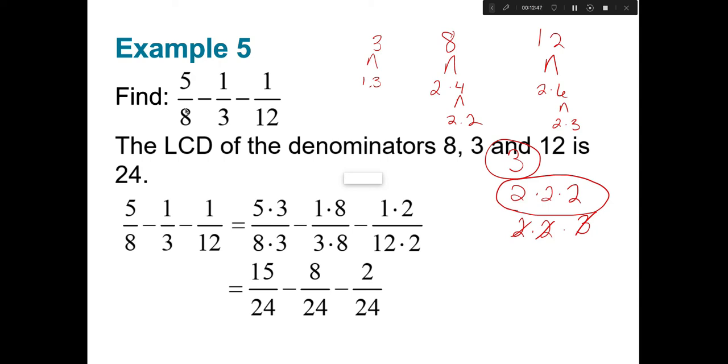So let's do some math. The bottom's going to stay 24, right? It never changes. The denominator stays the same. So I have 15 minus 8 minus 2. 5 over 24. Is that in lowest terms? It is.